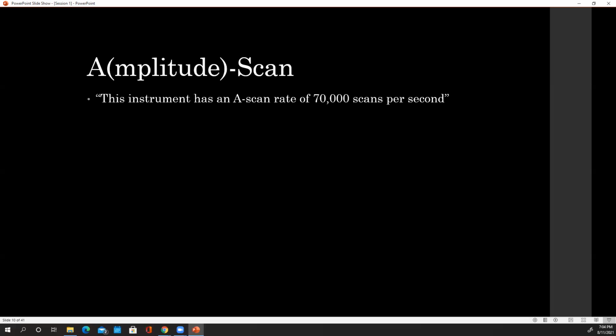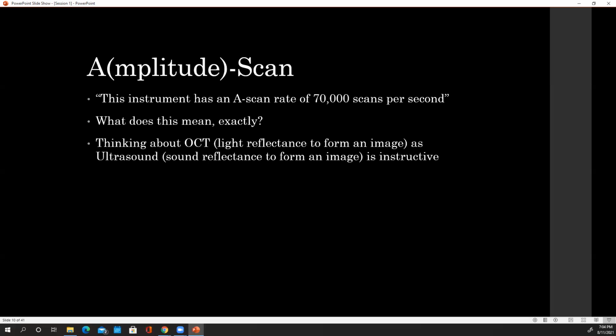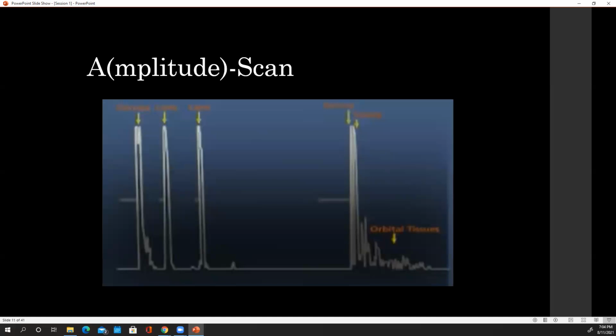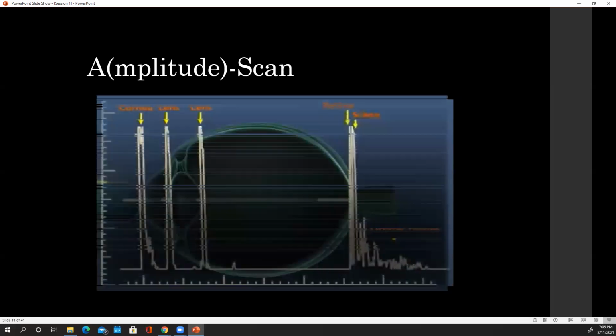So this instrument has an A scan rate of 70,000 scans per second. What does it mean exactly? So if we think about OCT, again, light reflectance to form an image as ultrasound, this is instructive. So let's look. Have you ever seen an A scan before, Giselle? Not yet, no. Okay, this is what an A scan looks like. Okay, it literally has these peaks and stuff. Okay, now let's go ahead and overlay the eye on that.